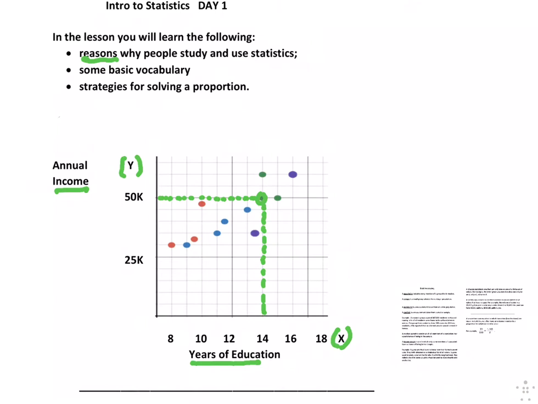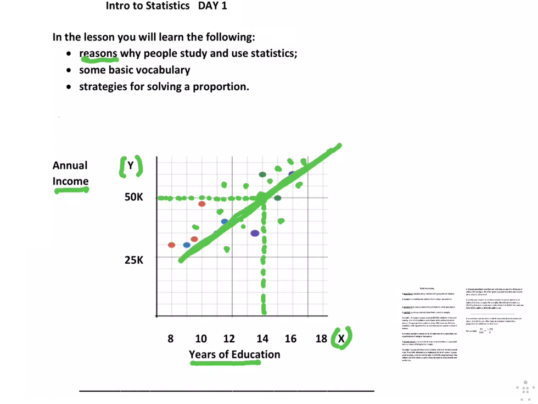What statistics tries to do is look at the bigger overall picture for thousands or even millions of people. And what I hope you notice is, if we look at the many dots of people comparing education to annual income, the more people we look at, the more we see a general trend, and that general trend goes like this. And what I'm attempting to draw is what we call a line of best fit, or a regression line.